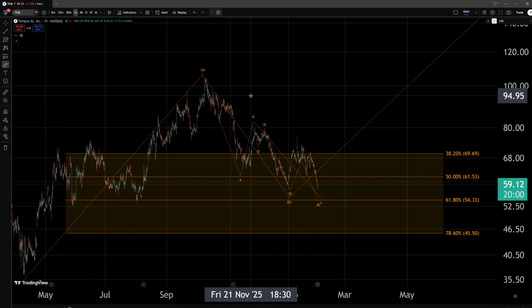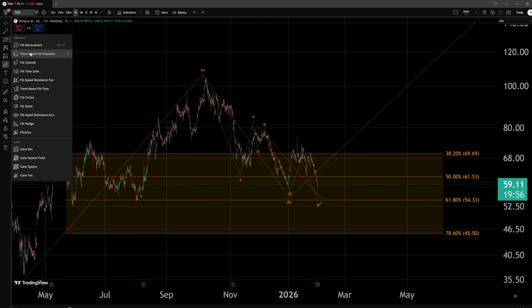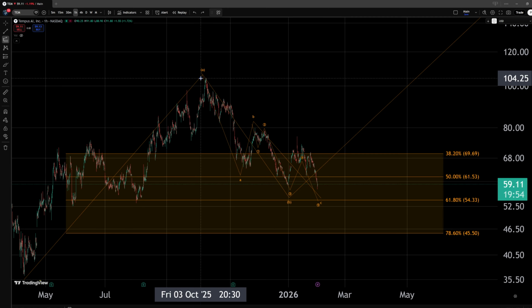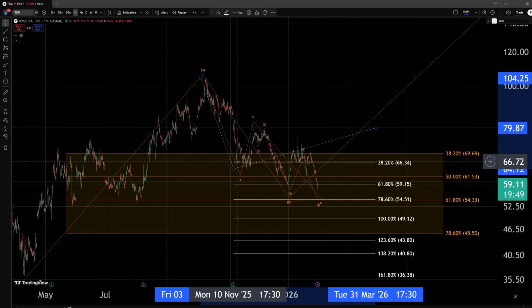So we could still be looking for a wave C to unfold in this area, and normally I would technically be looking still for the 100% extension of the wave A to be the ideal target for such a wave C. That would be at the $49 level. That remains unchanged since the previous video, but again, it doesn't need to get there and it doesn't need to stop there.